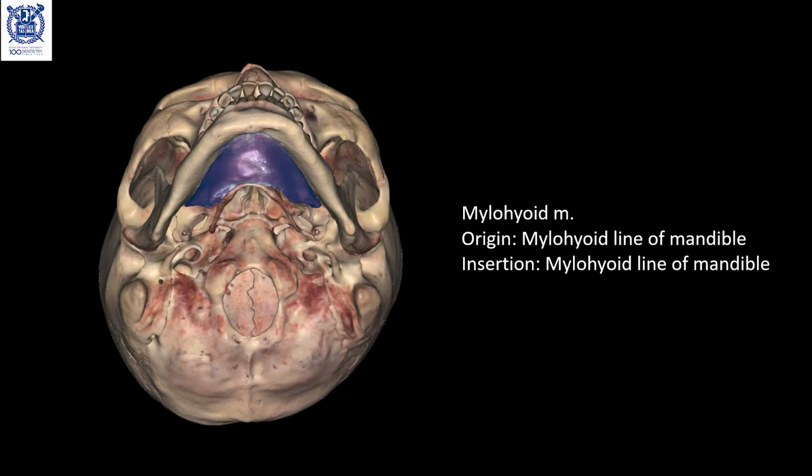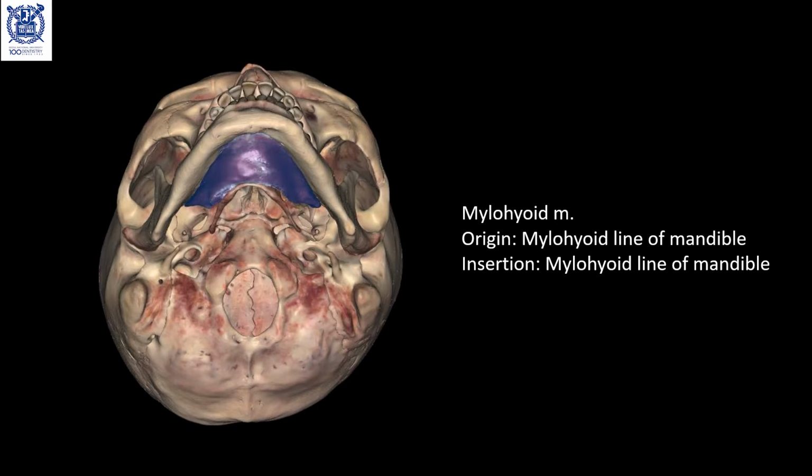Mylohyoid muscle. This muscle is also called as a diaphragm oris. It is a paired muscle of the neck. It runs from the mandible to the hyoid bone, forming the floor of the oral cavity of the mouth. It is named after its two attachments near the molar teeth. It forms the floor of the submental triangle. It elevates the hyoid bone and the tongue, important during swallowing and speaking.